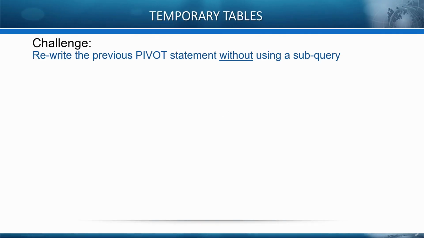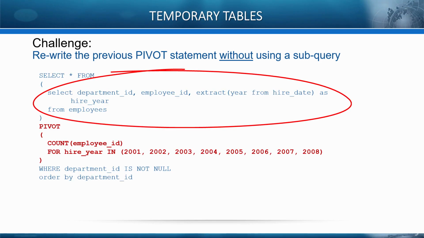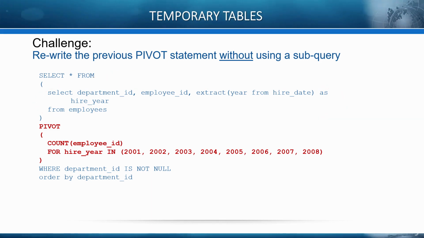In the previous lesson, we saw the pivot clause, which transposes rows to columns and reports results from some aggregate function. We used a subquery in that statement to finesse the data and to define the columns we wanted to use in our pivot operator. In this lesson, the task is to rewrite the pivot query without using a subquery.